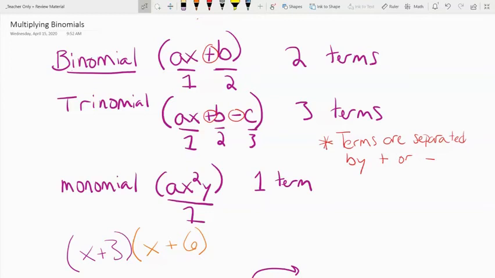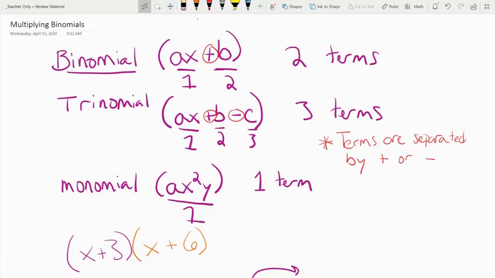Hey guys, I want to talk to you today about how to multiply binomials with two different methods that you can use interchangeably. So remember, a polynomial, poly means many, is just when you have more than one term inside of a math equation, or a math expression.